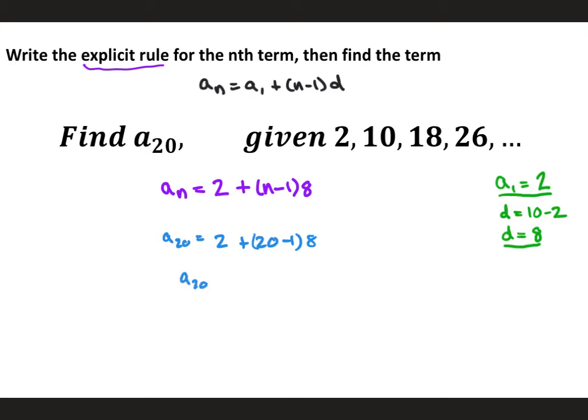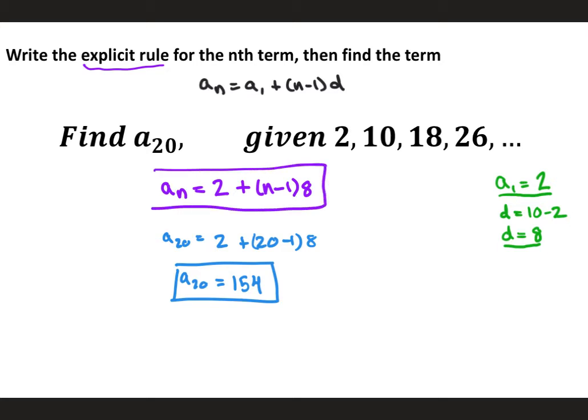a sub 20 equals 154. So there's two parts of our answer here. This was our part where we found the 20th term, which is what it wanted us to do. And this is the part where we wrote the explicit rule.